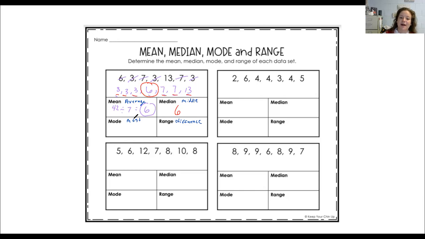Okay, now let's talk about the mode. The mode is the one that appears the most. So which number appears the most in there? 3. Very good, because we've got 3 3s.